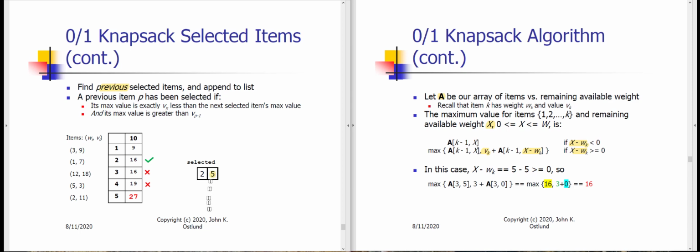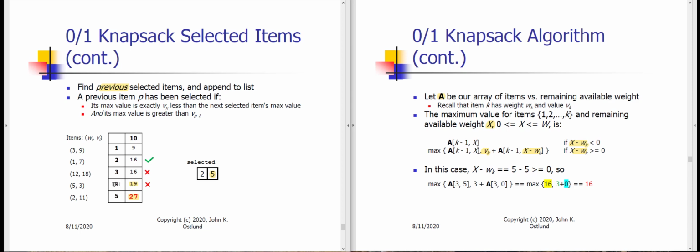Okay, we did use item 5. Now, what item is the one that we used before we used item 5? So here, if we compare this value of 27 that we get for using items 1 through 5 to this value of 19, notice that we've already logically concluded that we must have used item 5. We've already put item 5 in our list of selected items.